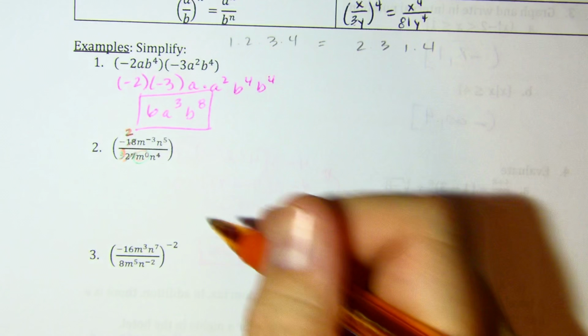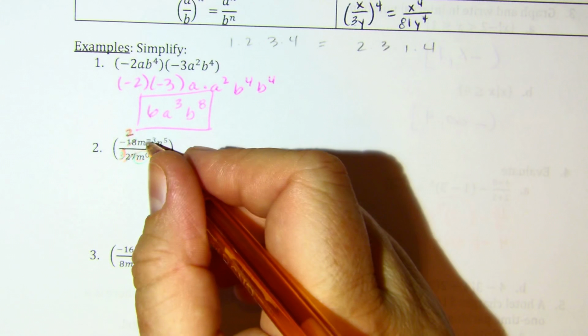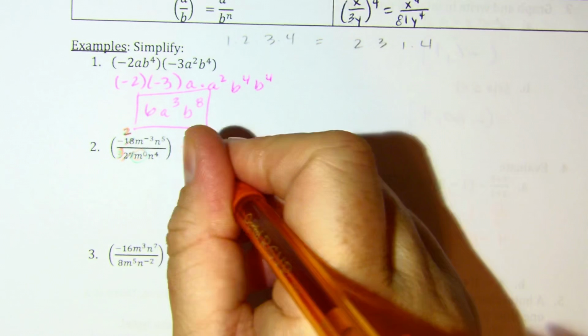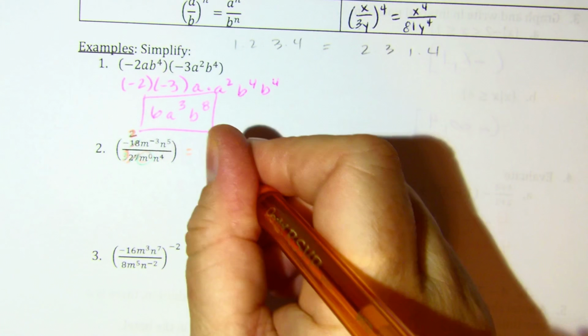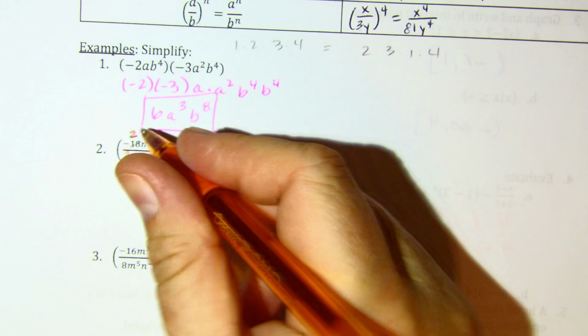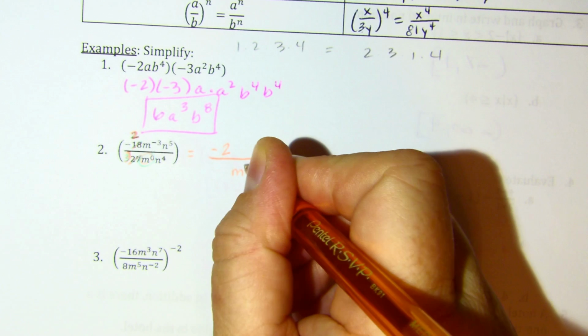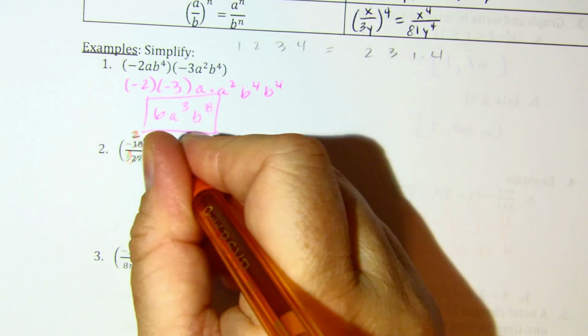All right, so 2 and 3. And then I have some negative exponents. So this m to the negative third power is going to move to the bottom. So I've done kind of a lot of work there already. So we've got a negative 2. That 18 reduced and became a 2. This m to the negative third power is going to move to the bottom and become positive. So I took care of that.